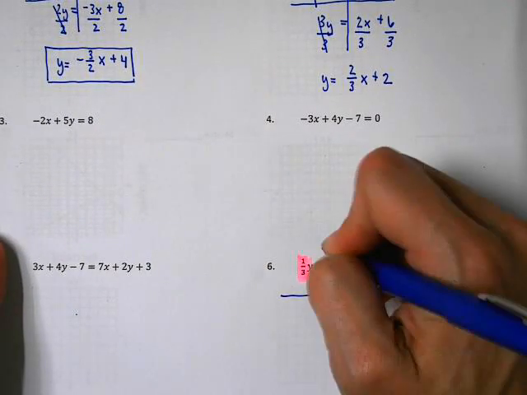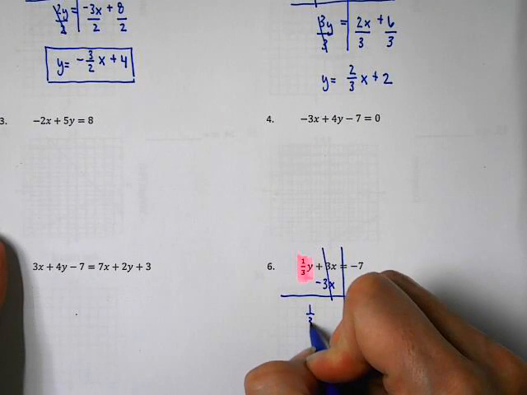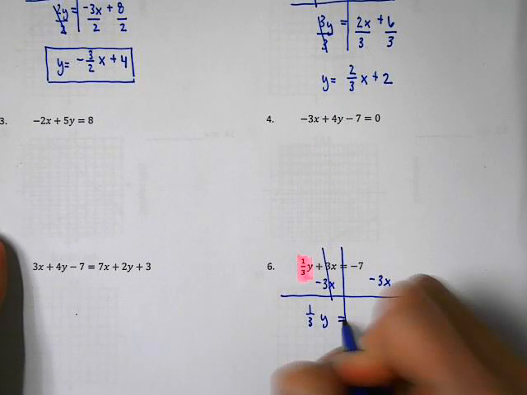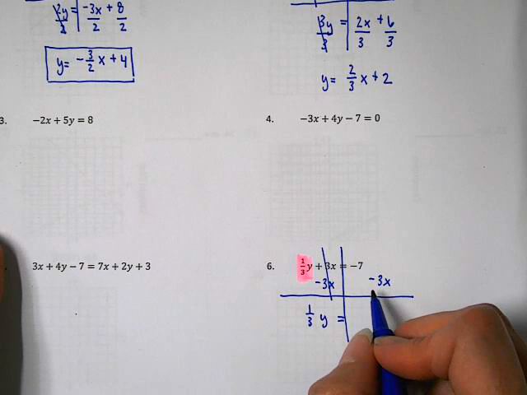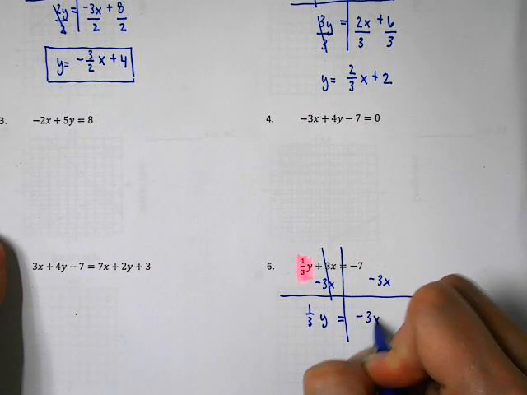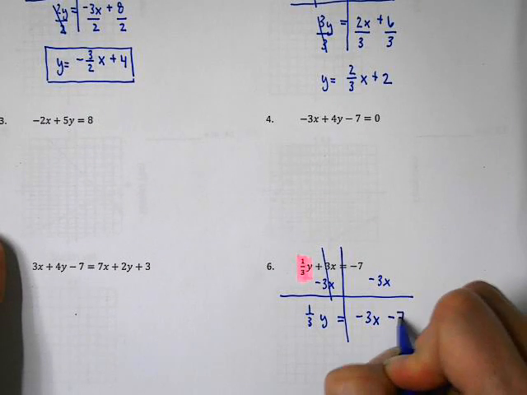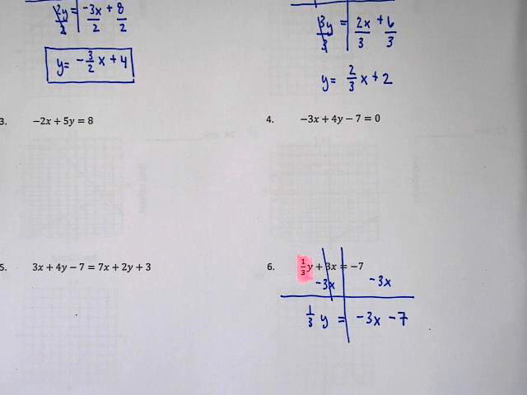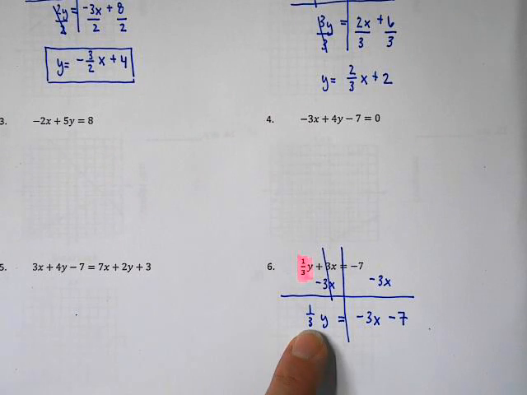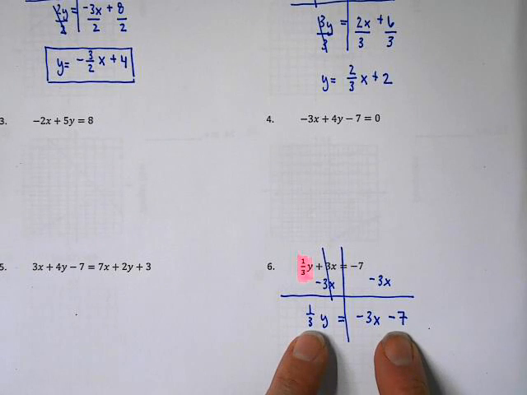When these cancel, I'm left just with 1/3 y equals, now in this case I have a minus 3x, that's going to go first, and then I'm going to grab this negative 7 here, and that'll be my next term. Now, here I have to be a little bit careful. I have 1/3 times y. In order to get rid of this, I could divide by 1/3, but dividing by 1/3 is going to make my right side a little bit messy over here.